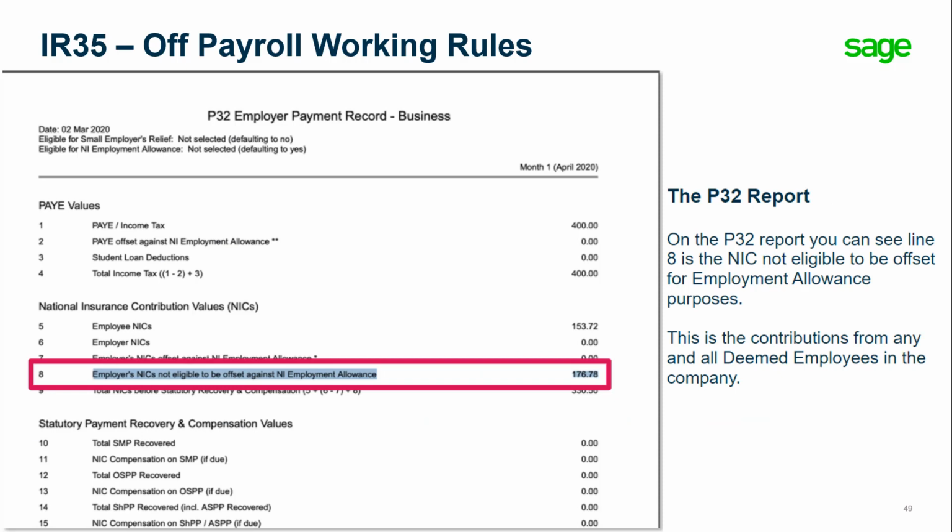This will now appear on the P32. You can now see on line 8 the NIC not eligible to be offset for employment allowance purposes. This is the contributions from any and all deemed employees in the company.